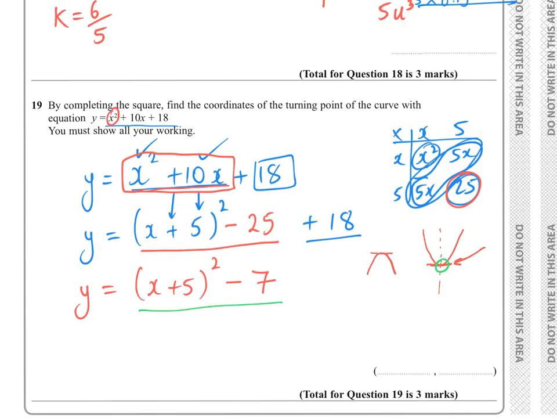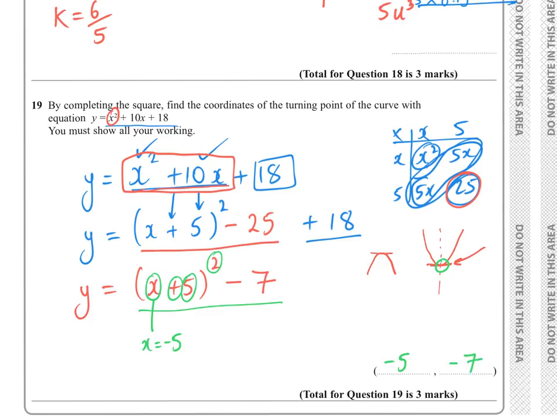And the only way of doing that is to call x negative 5, because negative 5 add 5 would give us 0. 0 squared would be 0, take away 7. So if we said x was negative 5, then y would be negative 7.